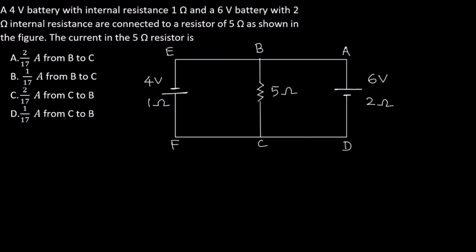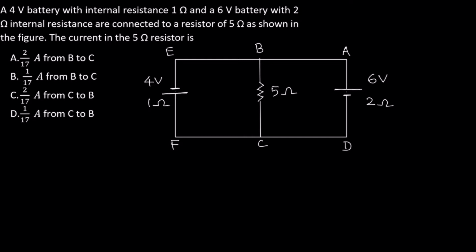In the circuit shown, two batteries with internal resistance are connected across a 5 ohm resistor. We are asked to find the current flowing in this 5 ohm resistor. For this problem, I will use two different methods.